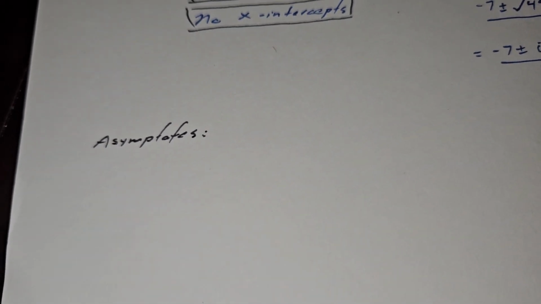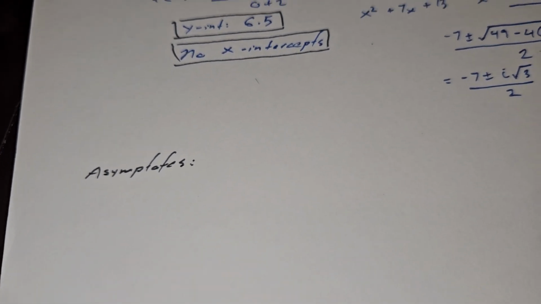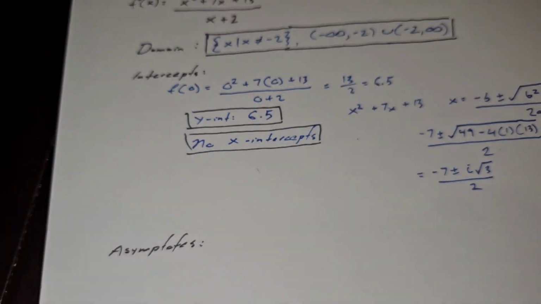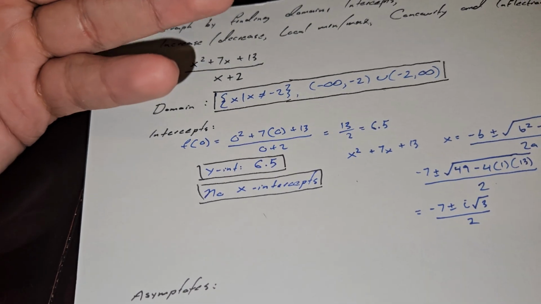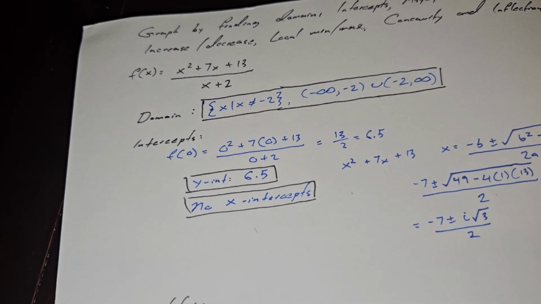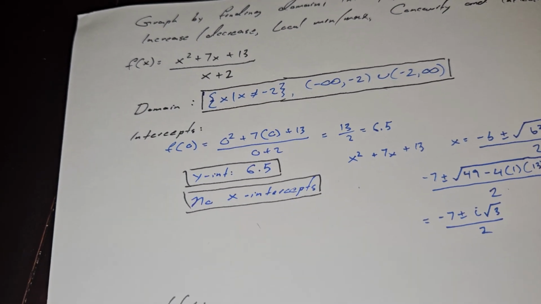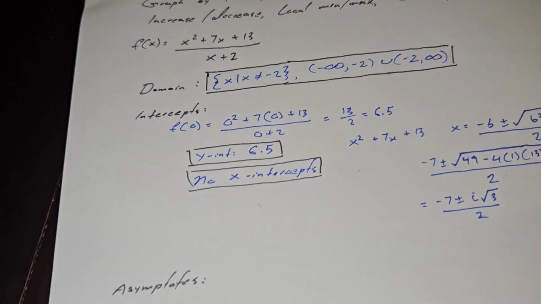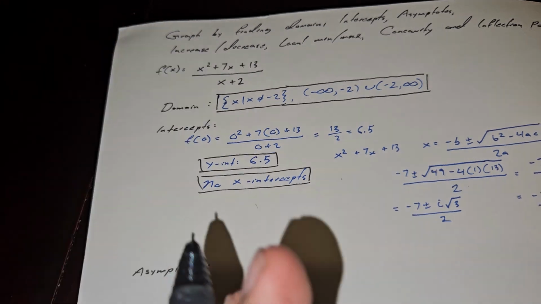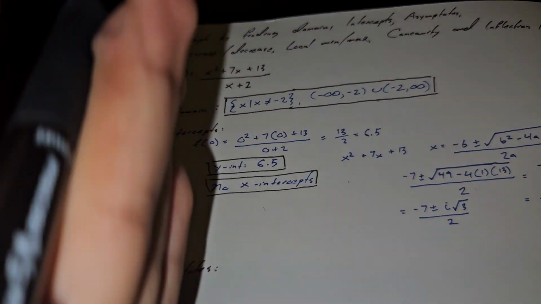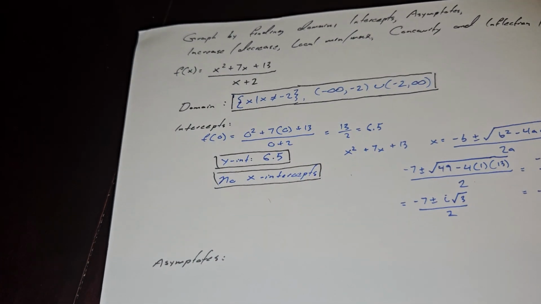Asymptotes. Let's find them. Let us find first our vertical asymptote. Like we established, the -2 is going to make this function undefined, so we cannot plug in a -2. That means -2 is off limits, so that is an asymptote. That is going to correlate to your vertical asymptote. You'll see it when we draw the graph.